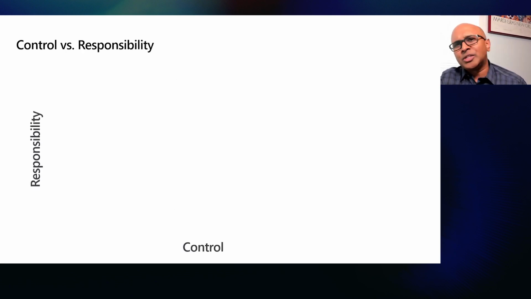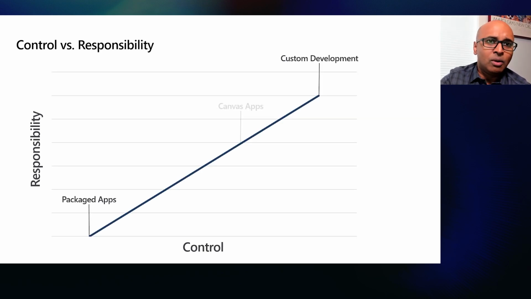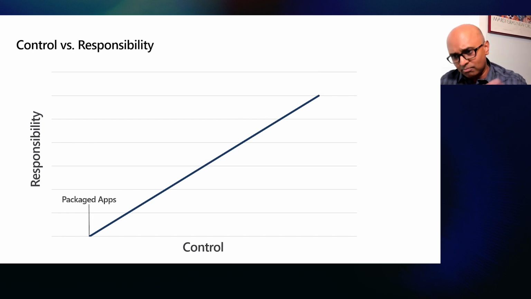It comes down to essentially 4 key areas. First one is responsibility and control. When it comes to responsibility and control, one end of the spectrum is packaged apps. Here, your responsibility is less, but the control is less. In this case, the vendor has everything.